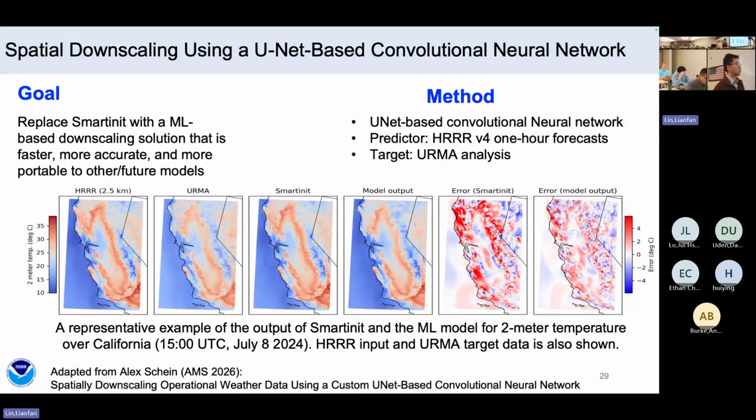machine learning method works. This is the typical method we use, which is SmartNet, for temperature. And this is the machine learning-based method. And we compared it with the reference, the URMA. As you can see, the error using SmartNet is shown here, and the error between the machine learning-based model output and the reference URMA is shown at the rightmost. Certainly, with the machine learning-based methods, we can further reduce the errors and provide a better estimate for the real-time mesoscale analysis.